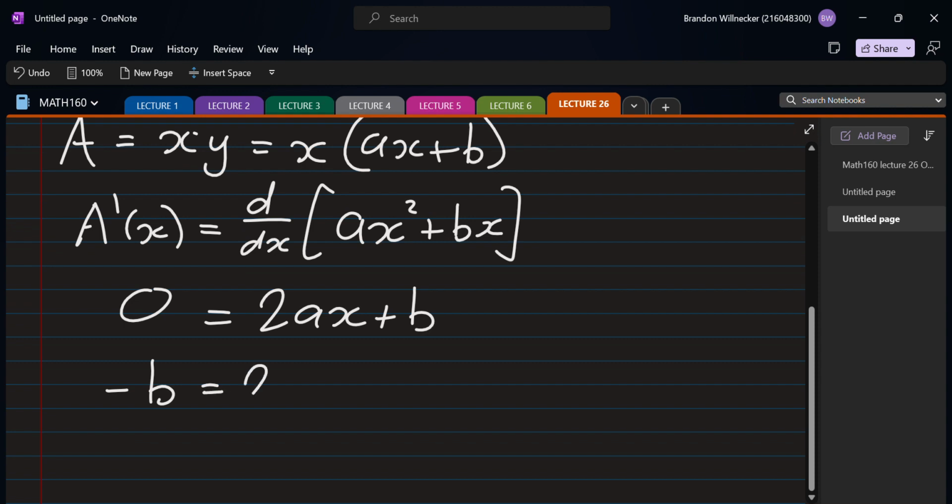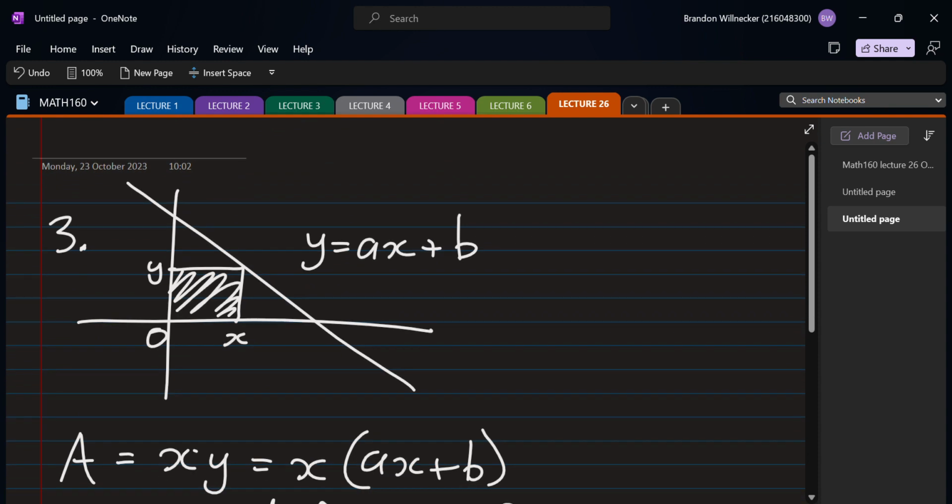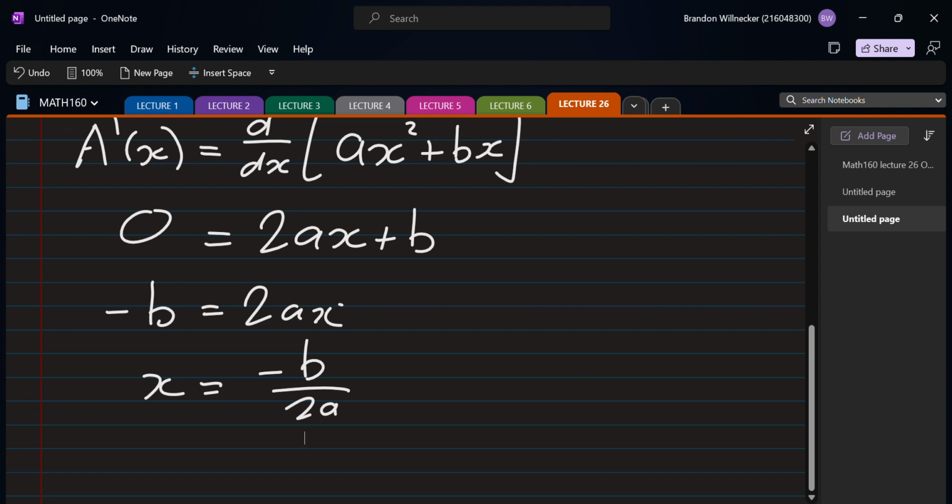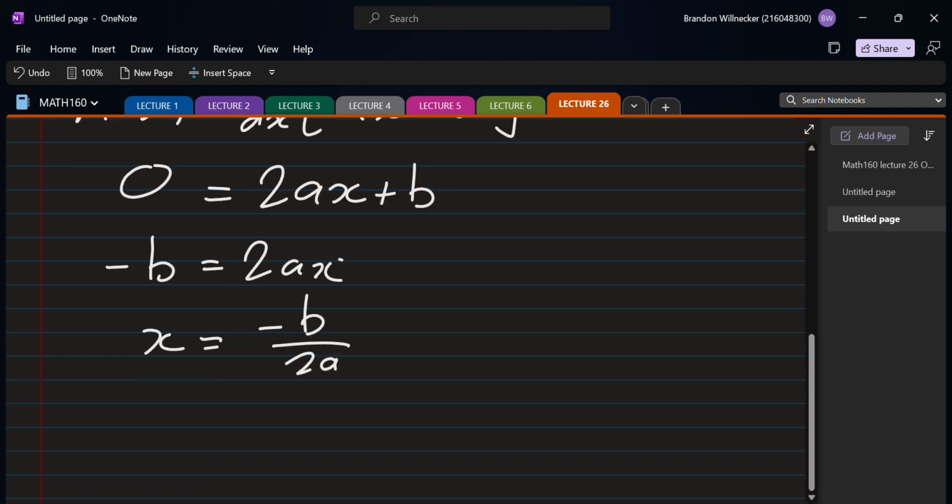So minus b is equal to 2ax, x is equal to minus b over 2a. Okay, so this minus might worry you because here we said x was positive, but that's not a problem because we said at the beginning that a was negative because it's a downward sloping line. So if b is positive and a is negative, we've got a negative and a negative, so that makes x positive again. So in fact, this is a positive number like we wanted. Okay, so that's the x value.